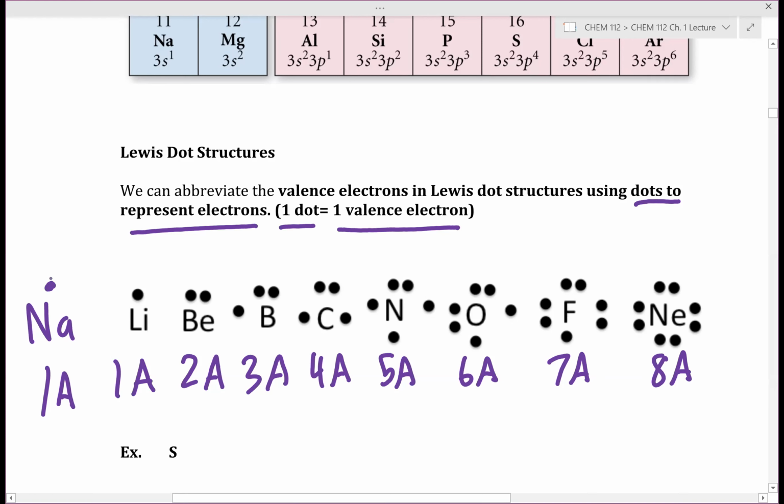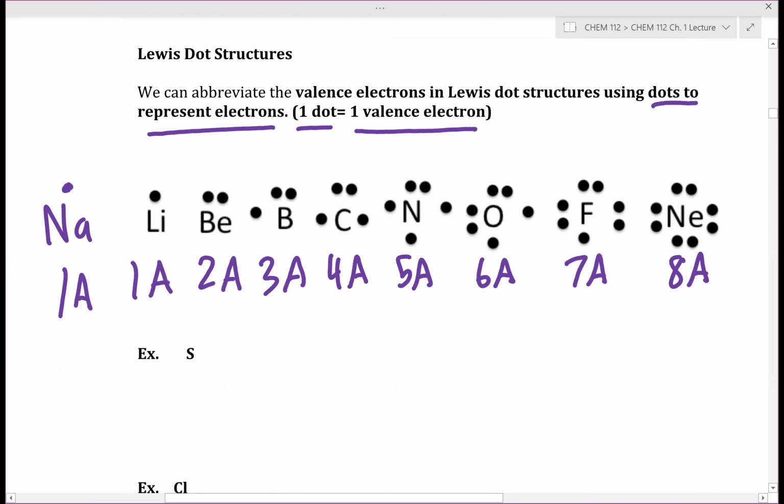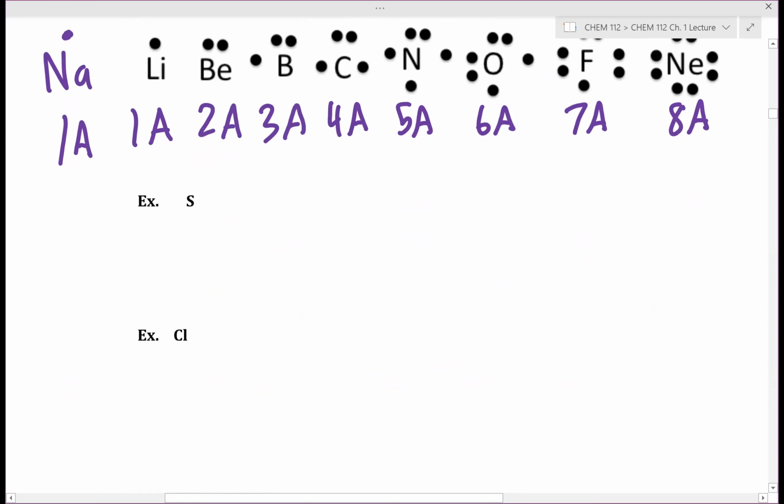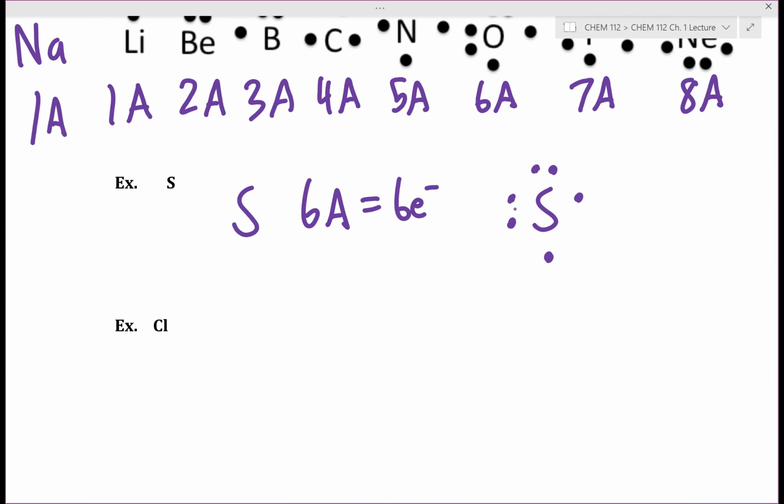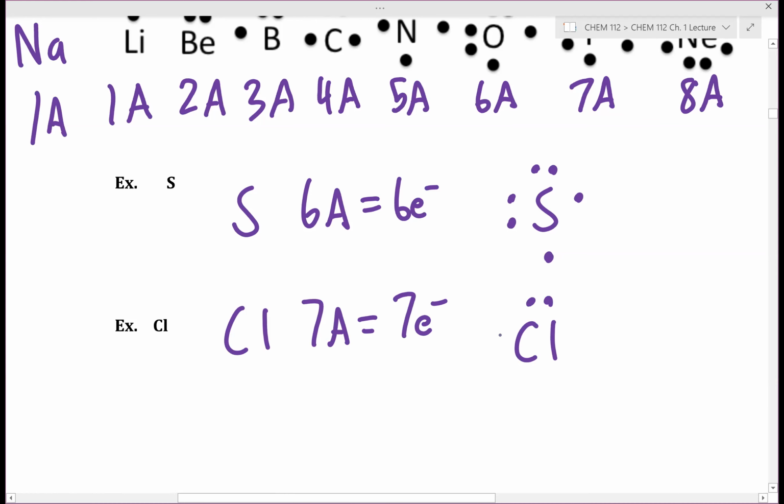Okay, perfect. So to demonstrate this and to make sure we're comfortable writing Lewis dot structures, let's just do 2 of them. I'll start us off with sulfur. Sulfur is a 6A element, so we should have 6 valence electrons. So I'll draw sulfur with 6 dots. How many dots should I draw around chlorine? 7, exactly. Chlorine is a 7A element, so we draw 7 dots. Okay, perfect.